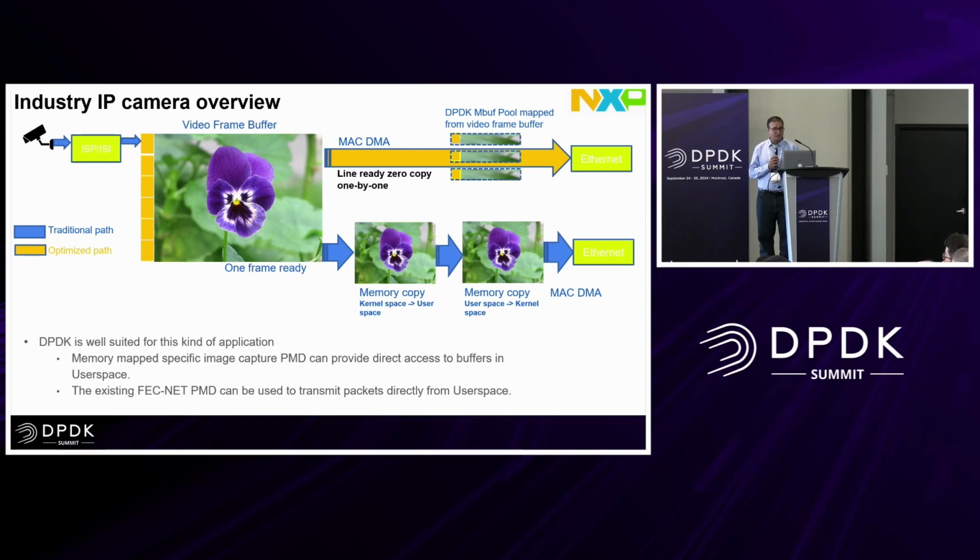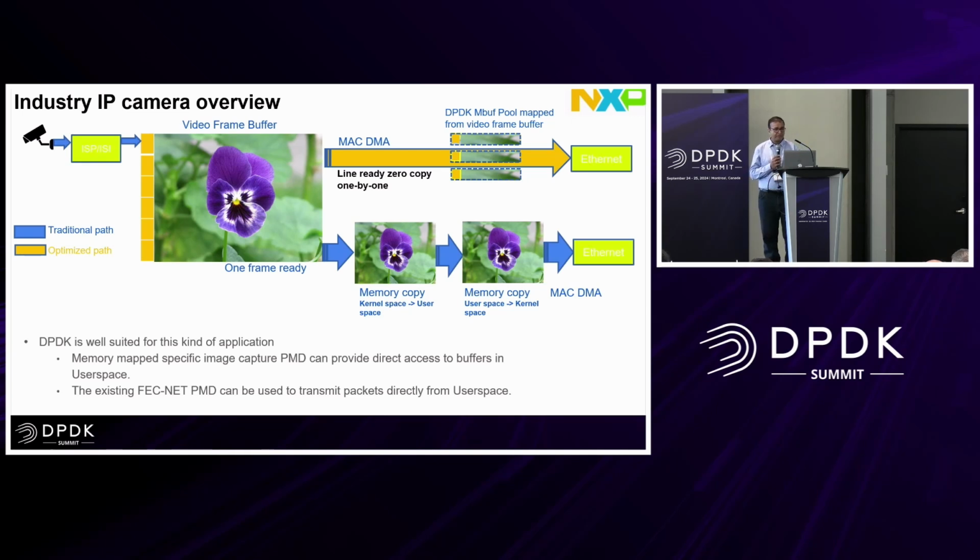When we started looking into this, we realized that we can very well write a special PMD for this ISP ISI interface, where we can directly memory map the whole memory, packetize, and make those frames available to the DPDK. And for these devices we already have the DPDK PMD available, so we can use that for sending those packets out.